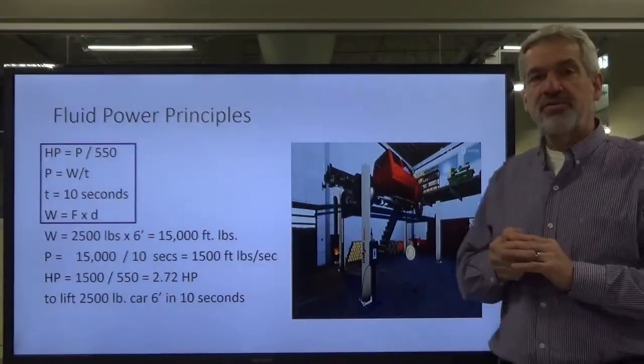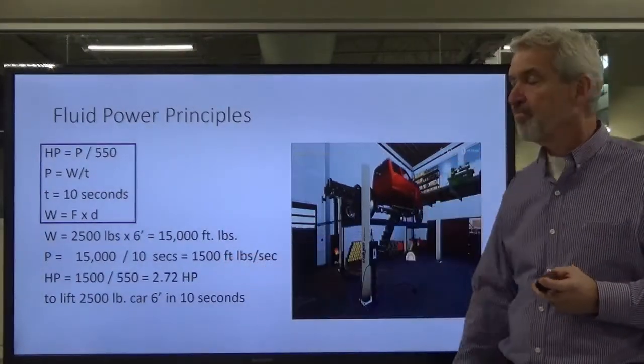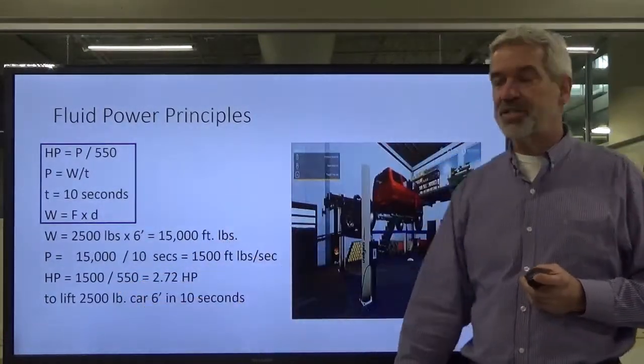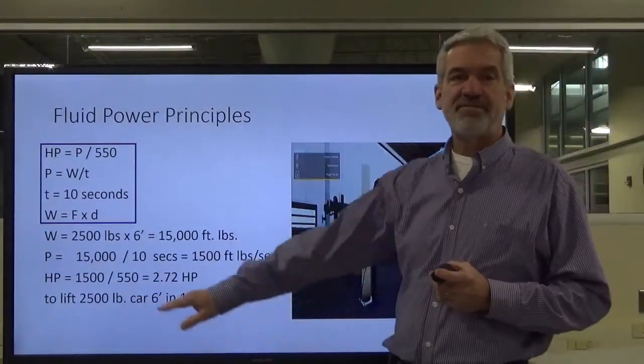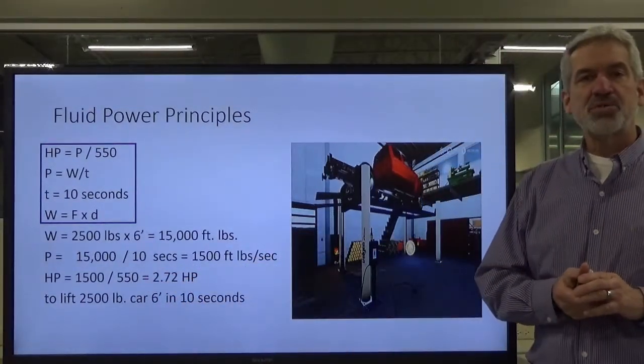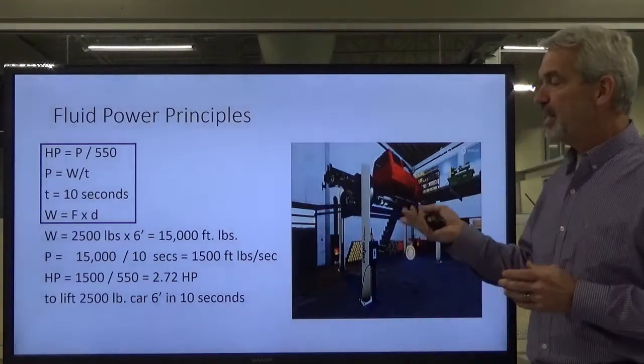In order to find the horsepower, we just take the number we found for our power, which is 1,500, and divide it by 550. 550 is the constant. It'll always be the constant. So you divide 1,500 by 550, and we wound up with 2.72, almost 3 horsepower needed from our fluid power system in order to complete our task.